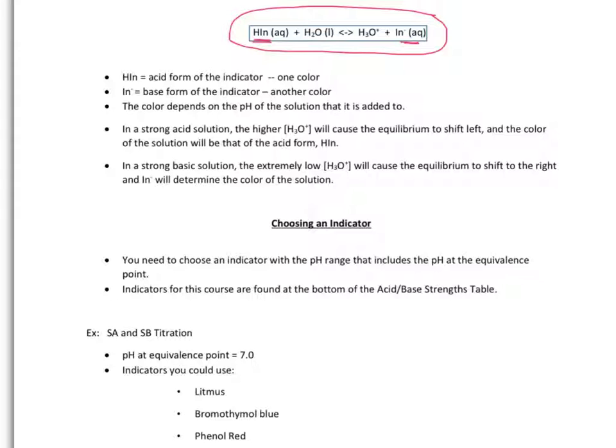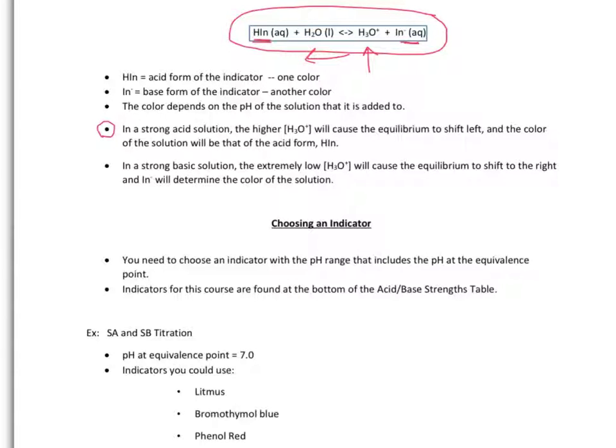If we take an indicator and we add it to a strong acid solution, the hydronium ion concentration will increase, and therefore, according to Le Chatelier's principle, the equilibrium will shift to oppose this change, so it will shift to the left, and the color of the solution will be the color of the indicator in acid form.